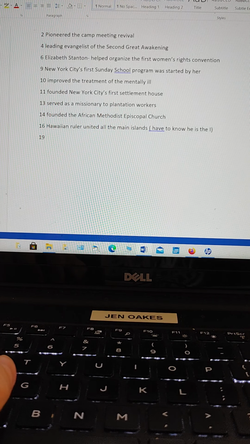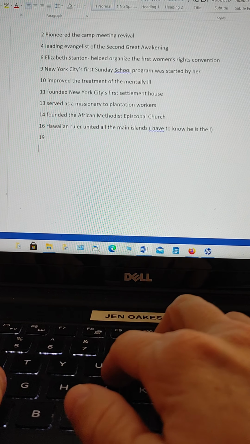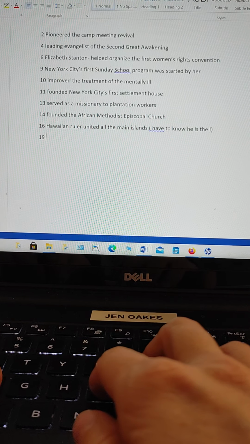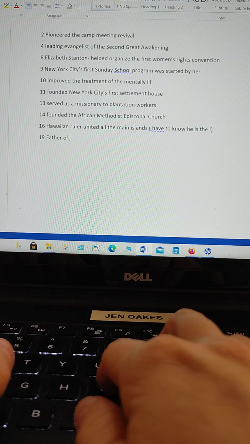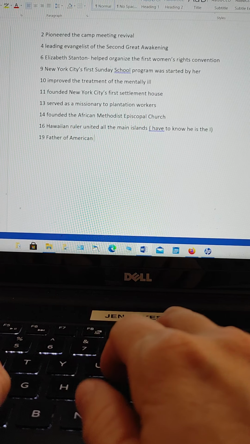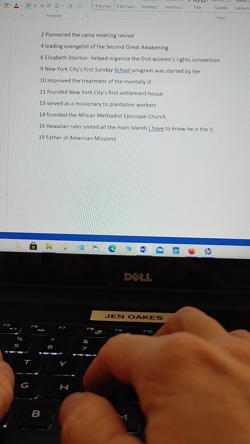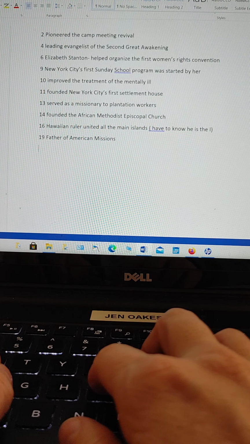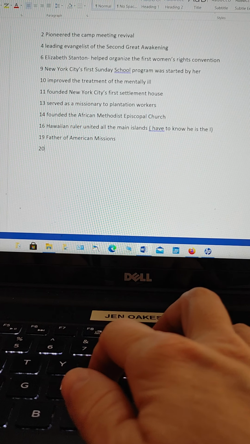19. Adoniram Judson, A. Judson. Been around me a while. You should know this guy because he shows up at least once a year in the Abeka curriculum. He is the father of American missions. What number are we on? 20.